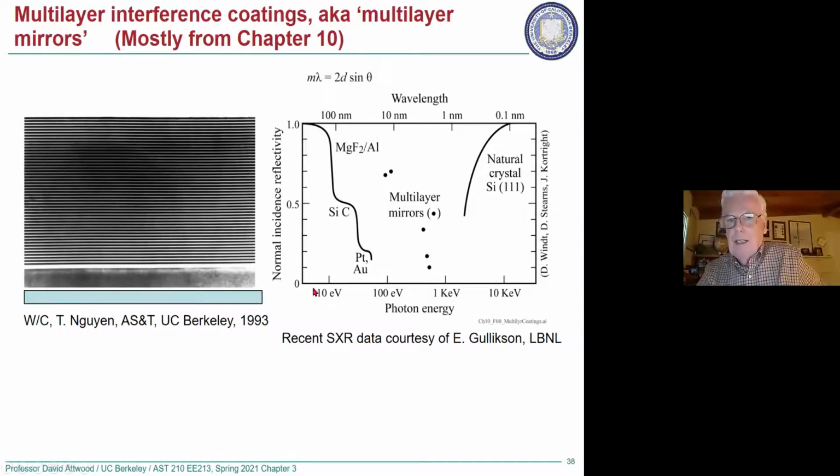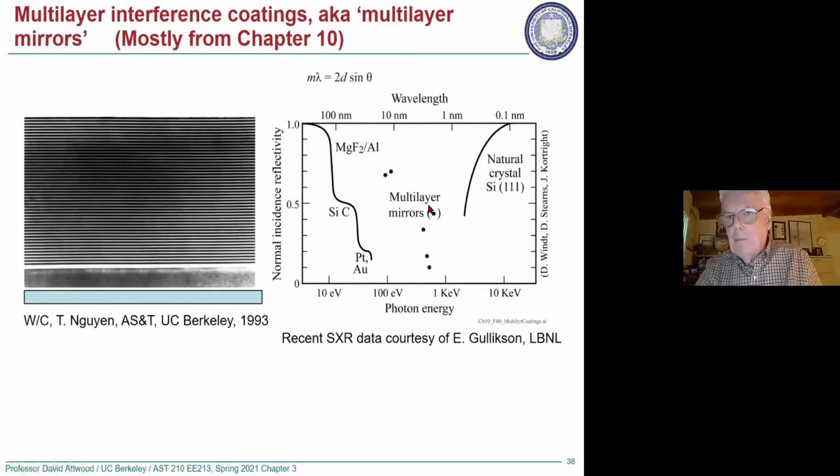And this is a kind of curve. In the visible, we have great reflectivity mirrors, and for high energy X-rays around 10 keV, 20 keV, we have natural crystals, which can give you basically so close to 100% reflectivity. But there's a middle region here where there isn't much choice for normal incidence mirrors. And this is just showing a few of them that came along.